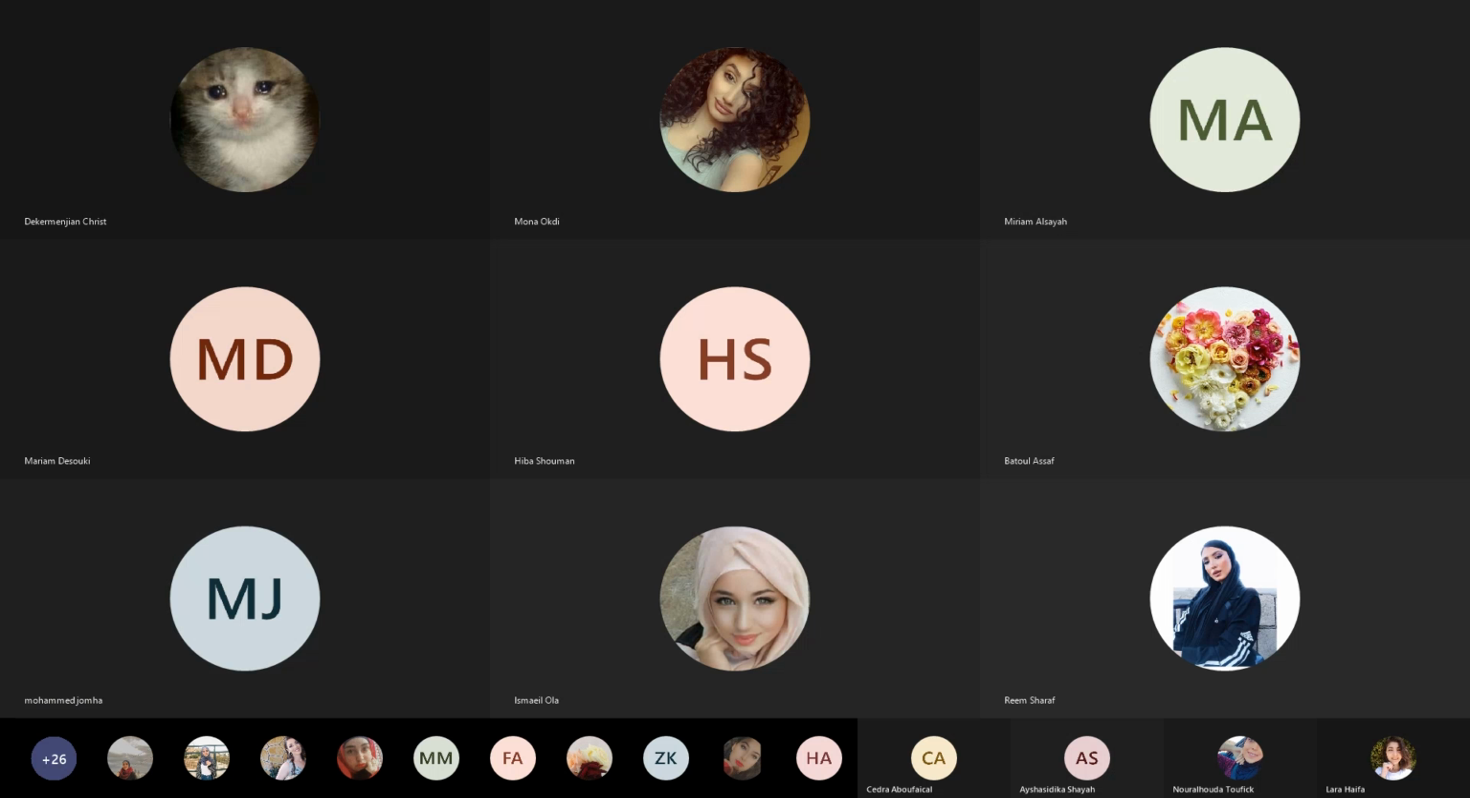MLA stands for Modern Language Association. Okay, MLA means Modern Language Association, and we use it mainly in literature courses. So therefore, literature students should learn the MLA style sheet, and they should use this style sheet when they write their research papers.